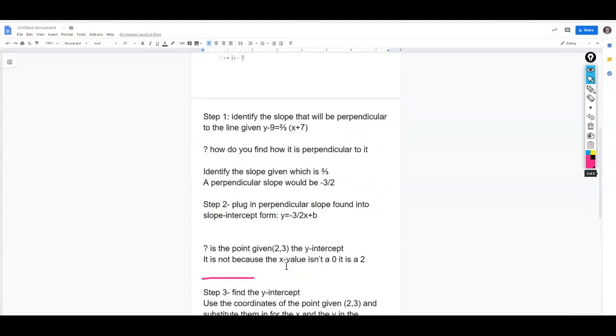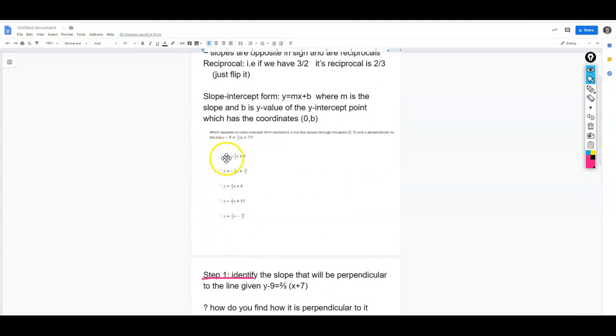So when you look for your answer, it's the first one again: y equals -3/2 x plus 6.